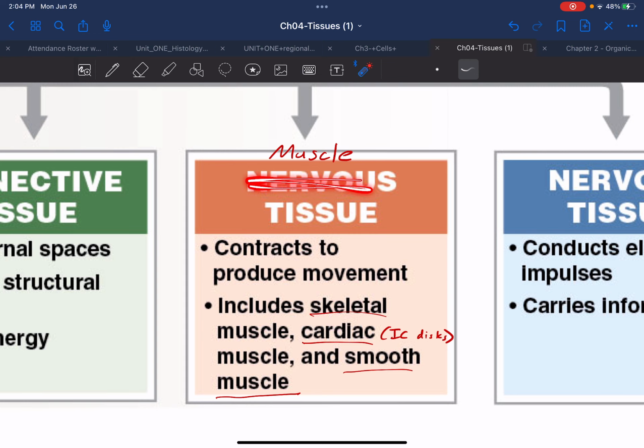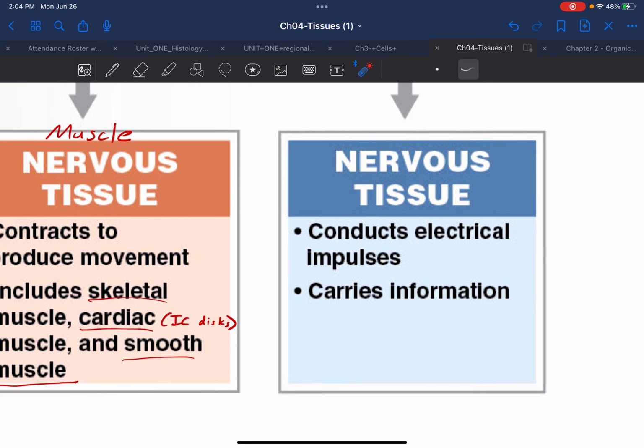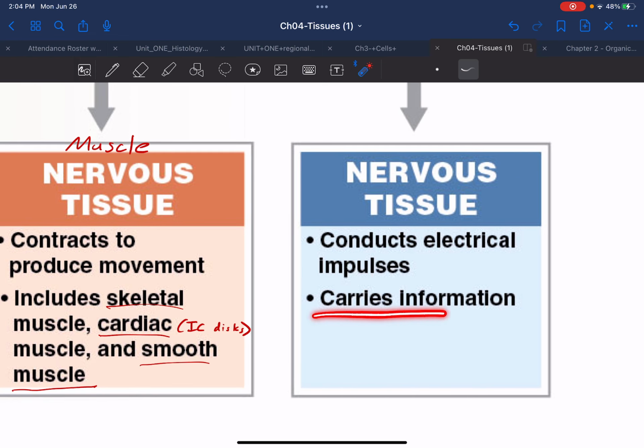And muscle should be all for movement in the body. We have skeletal muscle. We should be aware of that one. Cardiac muscle, we're aware of that one. And smooth muscle in our digestive tract. And then we had nervous, and all we had was the neuron and the glial cells. Those were the two in the nervous tissue. And they're responsible for conducting electrical impulses and carrying information to and from the brain.